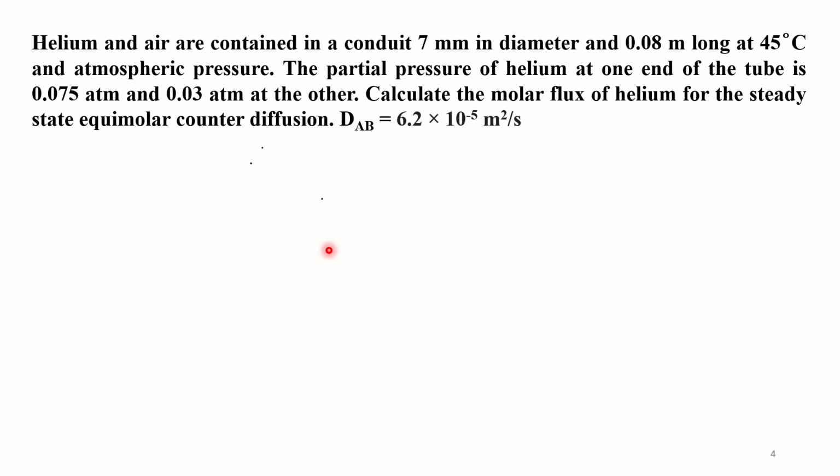So first, as I mentioned, you have to find out whether it is a gas phase diffusion or liquid phase diffusion. Just go through this problem statement. Helium and air. So both are gaseous components. So obviously it is a gas phase diffusion. Next, you have to find out whether it is a unicomponent diffusion or equimolar counter diffusion. In the problem statement itself, it is clearly mentioned that steady state equimolar counter diffusion. So this is the equimolar counter diffusion in gas phase, and there are two components, so it is a binary mixture of gas.